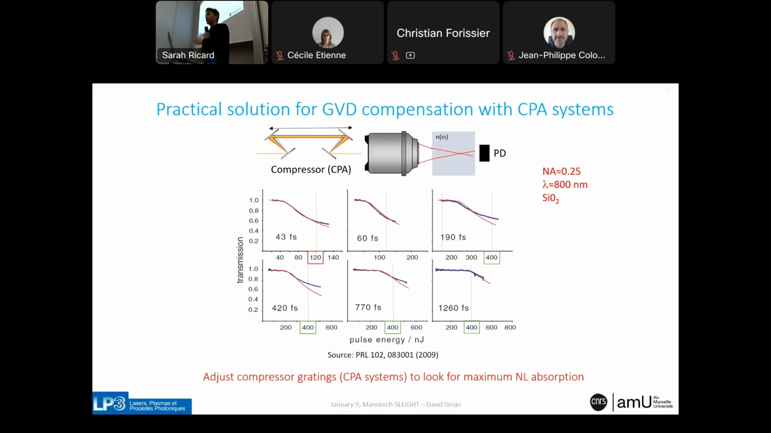So my point there is mostly to say that there are practical solutions to all these types of considerations, and that's the principle. That's what experimentalists in ultrafast optics face in many fields.